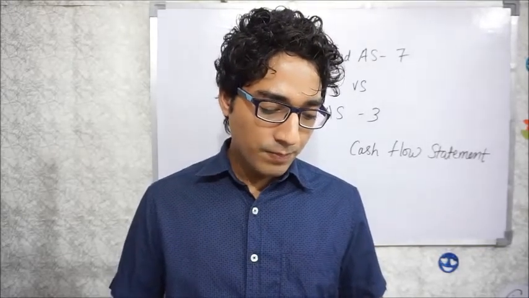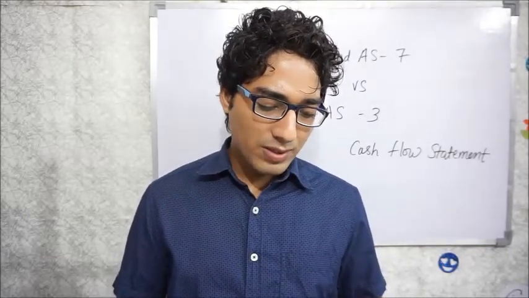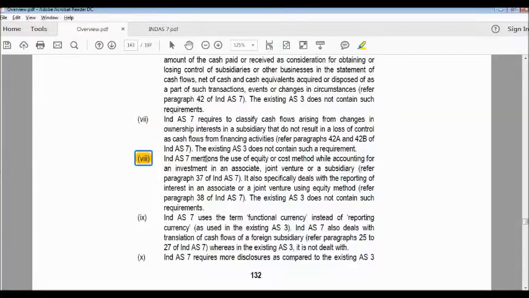Now clause number 8. Clause number 8 is also not much relevant to you. It simply says Ind AS 7 mentions the use of the equity or cost method while accounting for an investment in an associate, joint venture or subsidiary. Refer paragraph number 37 of Ind AS 7. It also especially deals with the reporting of interest in an associate or joint venture using the equity method. Refer paragraph number 38. The existing accounting standard 3 does not contain such requirements. So a simple statement is there.